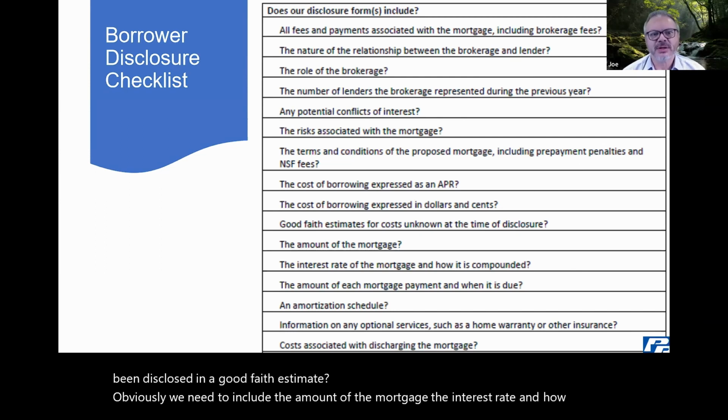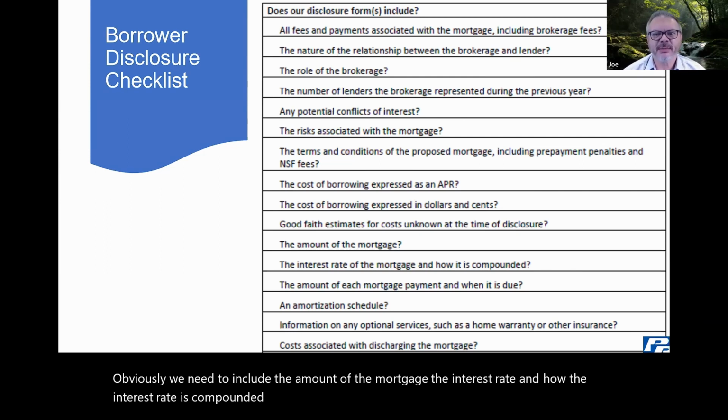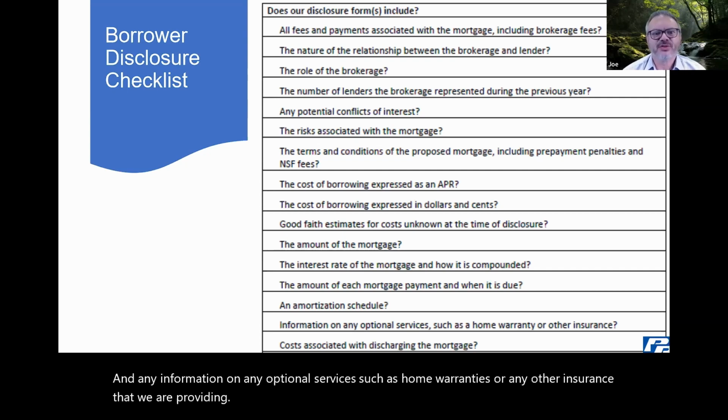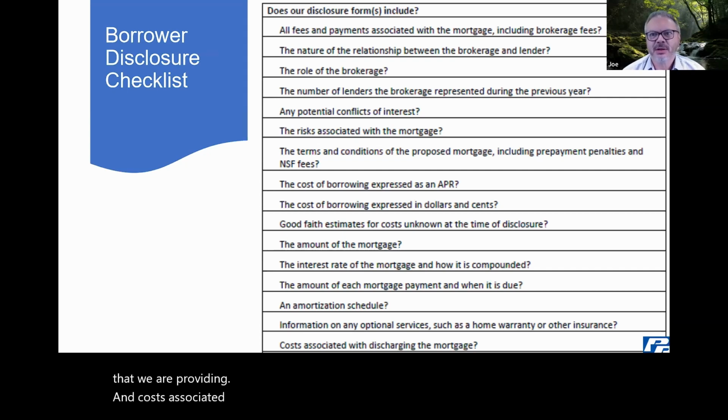Obviously, we need to include the amount of the mortgage, the interest rate, and how the interest rate is compounded, the amount of each mortgage payment and when it's due, the amortization schedule, and any information on any optional services such as home warranties or any other insurance that we are providing, and costs associated with discharging the mortgage. All of this information should be included in the borrower disclosure.